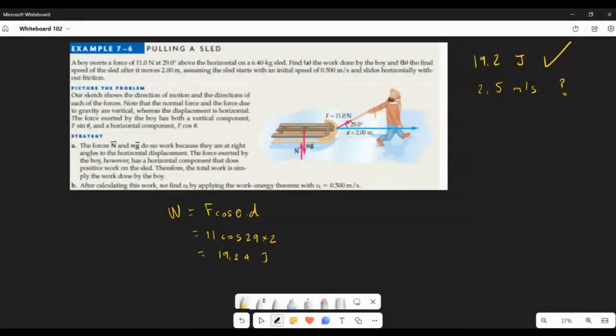You've got to have a look. Straightforward. Are you guys good with part B before I move on?